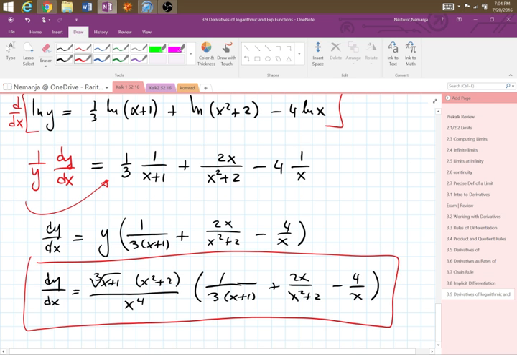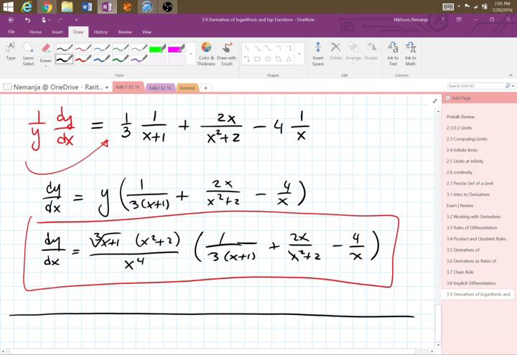And I am claiming that you can do this mentally, directly. Just read this off of the equation. The derivative of this here is always going to be itself times, and then you just focus on each one of these separately.